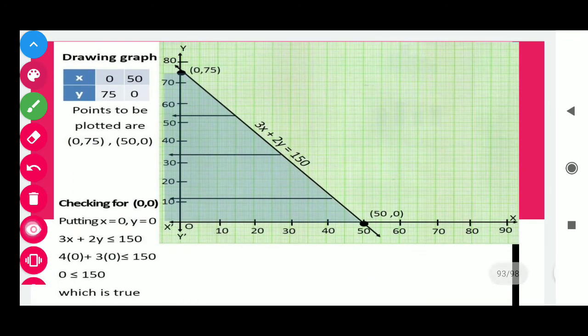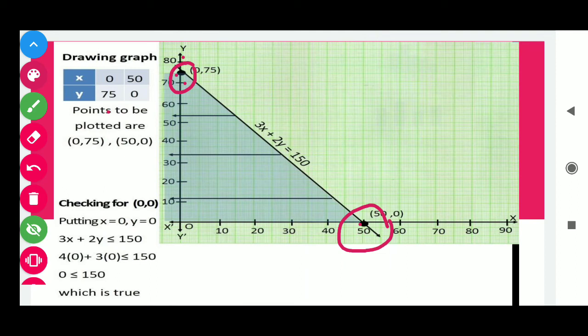Here we have graph paper. First is (0, 75) that lies on the y-axis. You can observe here that 75 lies between 70 and 80. So students, next is 50 that lies on the x-axis. So join these 2 points. In this way we make the line 3x plus 2y less than or equal to 150.